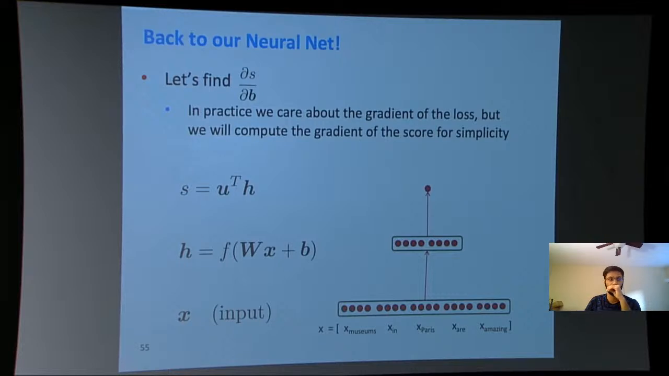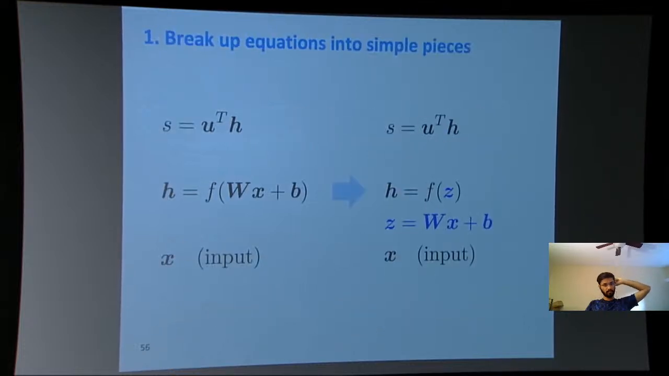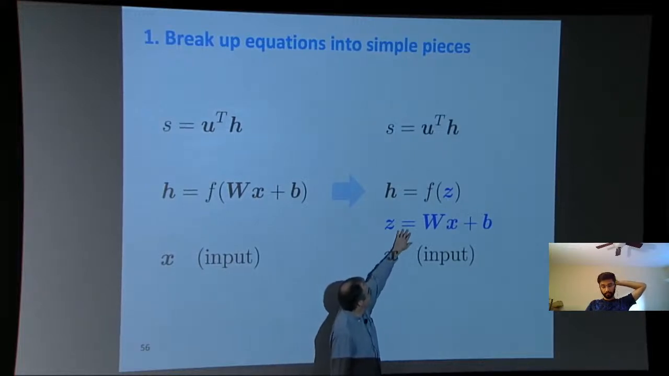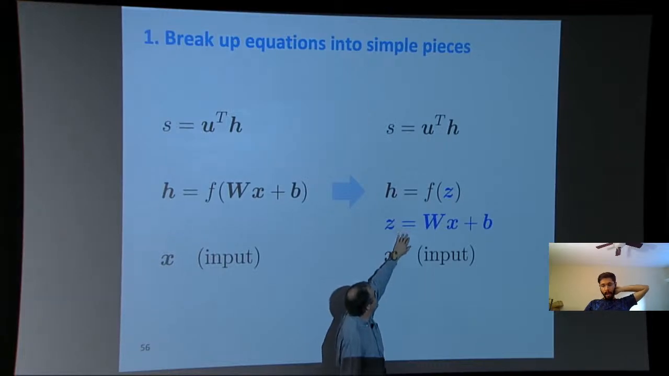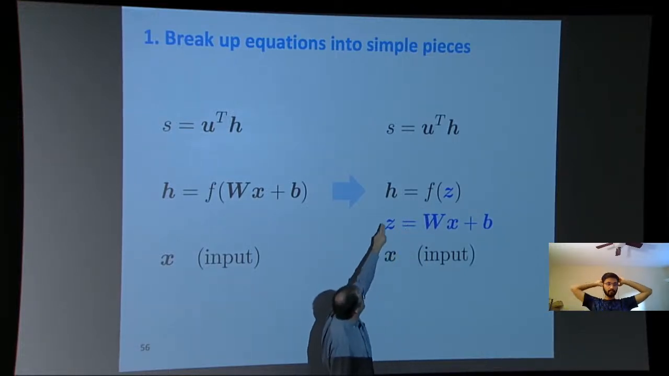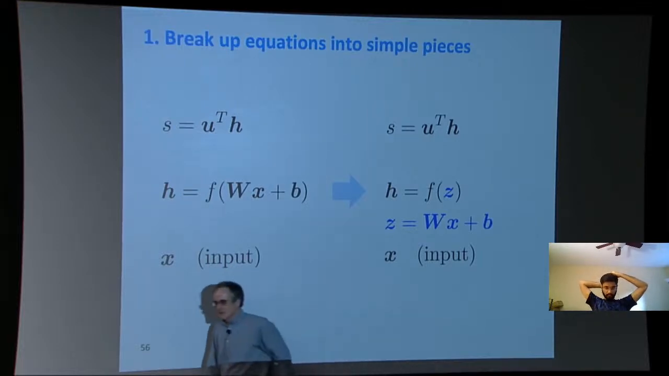So if you're just staring at this picture and say, well, how do I work out the partial derivatives of S with respect to B, probably doesn't look obvious. So the first thing that you want to do is break up the equations into simple pieces that compose together, right? So you have the input X, and then that goes into Z equals WX plus B, and then you compose that with the next thing, so H equals F of Z, our activation function, and then this H goes into the next thing of S equals UTH.